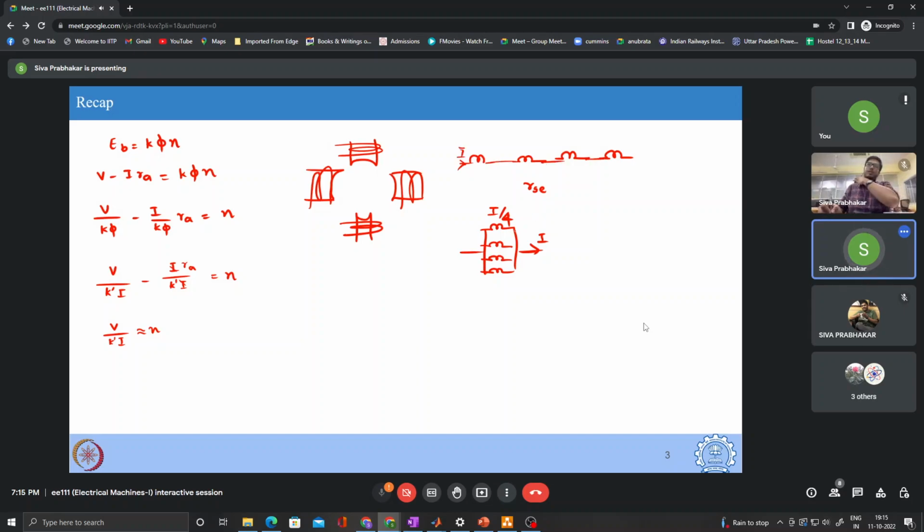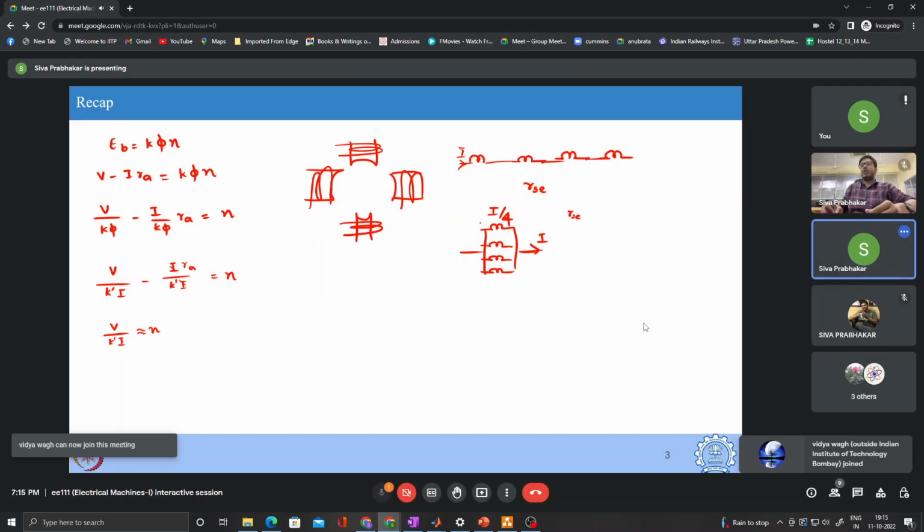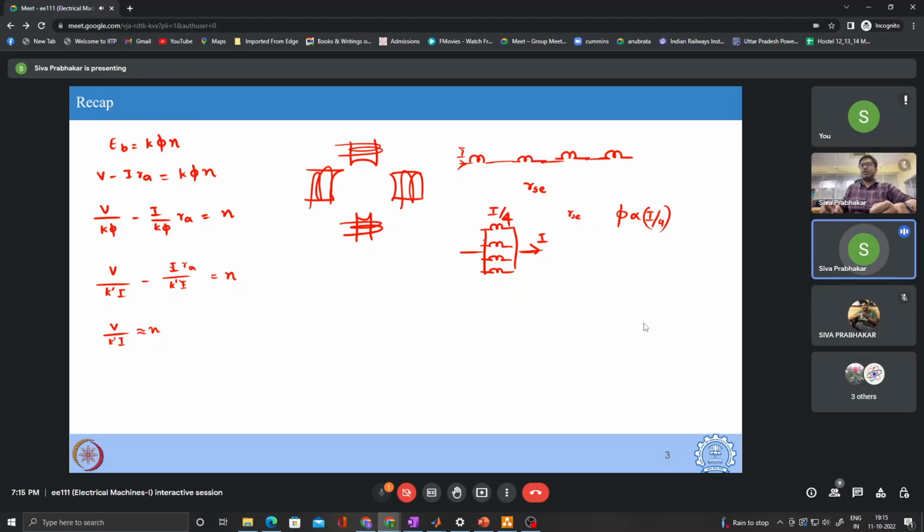So by different combinations of the field windings, you can have different values of RSC, that is the field resistance, and thus the current through the field winding will be different. So the flux, which is proportional to I, in this case will be proportional to I by 4 as against I in this case. So we can manipulate the value of flux by rearranging the field resistance combinations. That is one method.